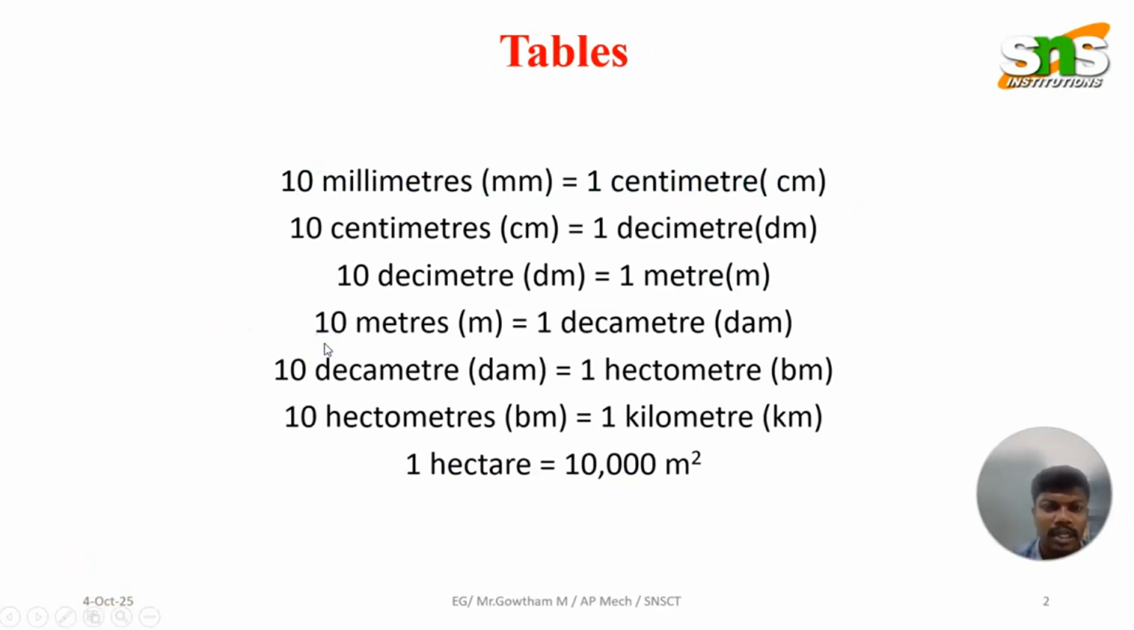Here are the tables which we should have in our drawing projects. 10 millimeters is nothing but 1 centimeter, which we should convert. Next, 10 centimeters equals 1 decimeter. 1 decimeter is equal to 1 meter. Then 10 meters equal 1 decameter. 10 decameters equal 1 hectometer. Then 1 hectometer is equal to 1 kilometer. Then one hectare is equal to 10,000 square meters.